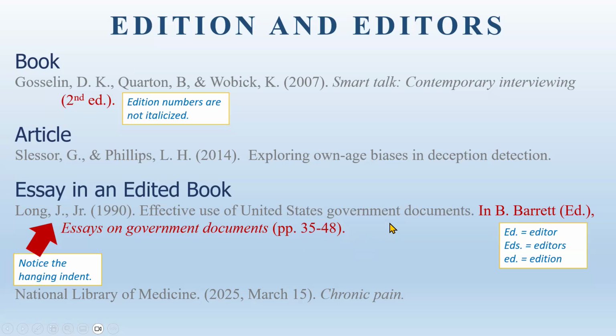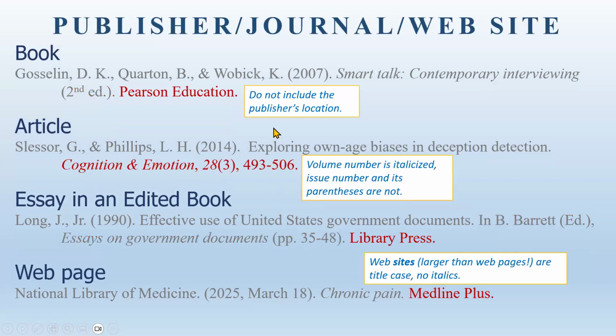Publisher, or journal or website. Okay, for books, we have two books here, an edited book and a regular old book. You just put the publisher's name, that's all. Capitalize it the way they capitalize it. You don't need to put the city they're located in, just the name of the publisher, okay? So here on our regular book and here on our essay that came from an edited book.